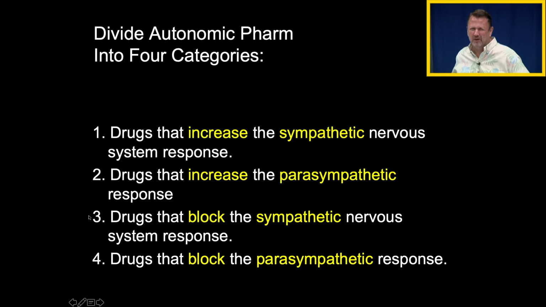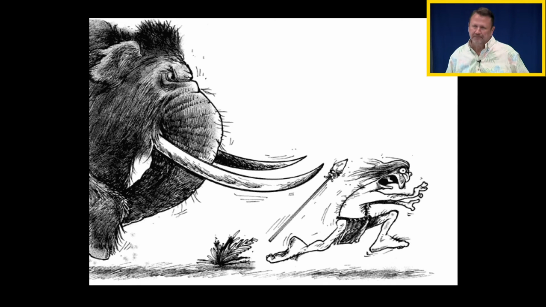By the way, we're going to talk mostly about 1, 2, and 4, and then we'll come back and talk about number 3 when we talk about high blood pressure. Because remember, the sympathetic nervous system raises blood pressure. It makes sense that drugs that block the system that raise blood pressure would lower blood pressure. All right, so again, 2x2 square, increase, decrease, sympathetic, parasympathetic. Give us these 4 categories right here.